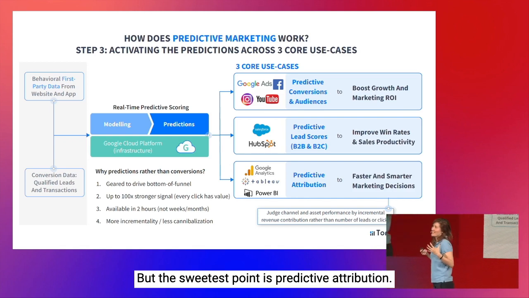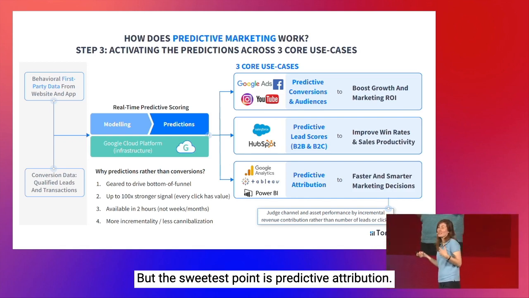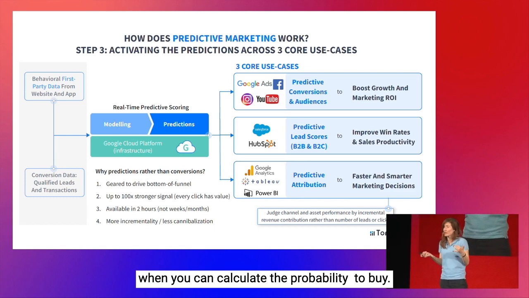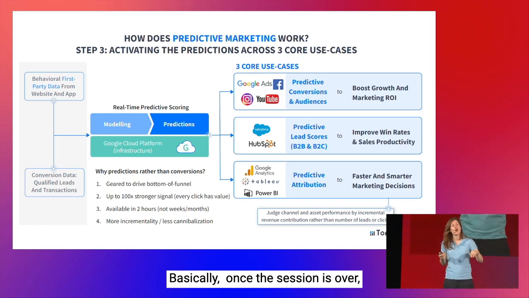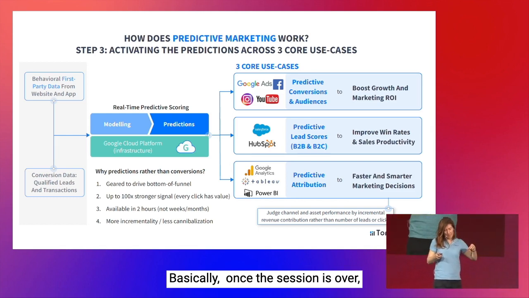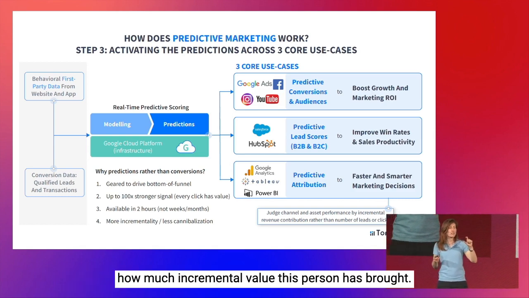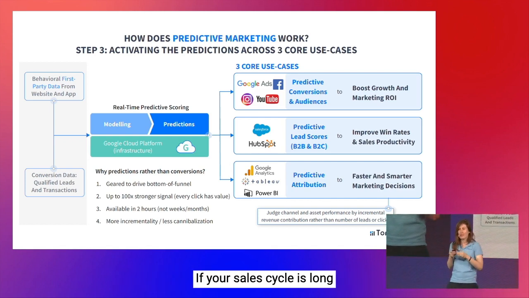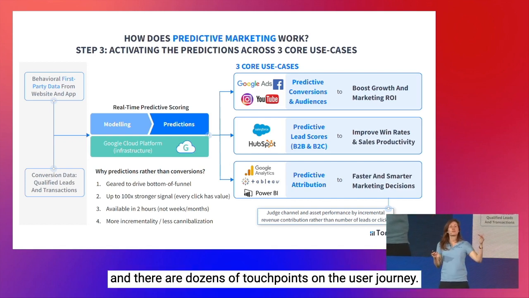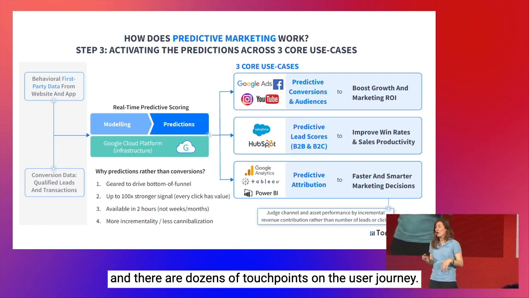But the sweetest point is predictive attribution. This is what you can do when you can calculate the probability to buy. Basically, once the session is over, we can tell you, and we can tell ad platforms, we can tell your data teams how much incremental value this person has brought. And this is very important if your sales cycle is long and there are dozens of touch points on the user journey. How does it work?